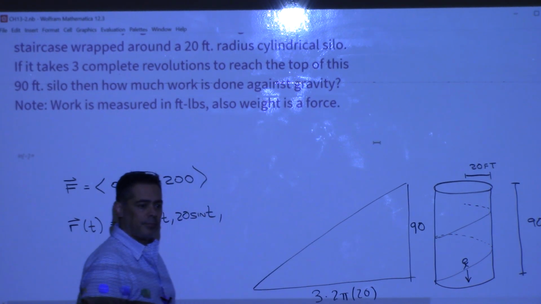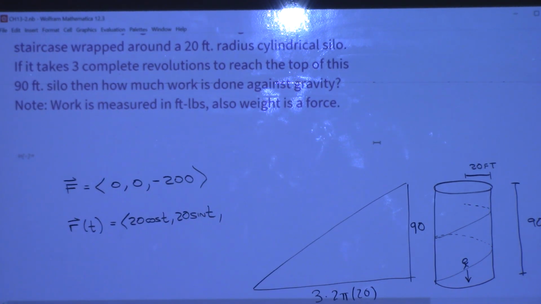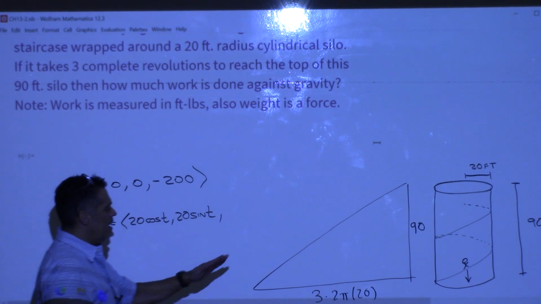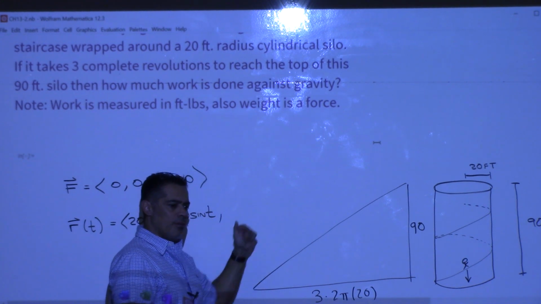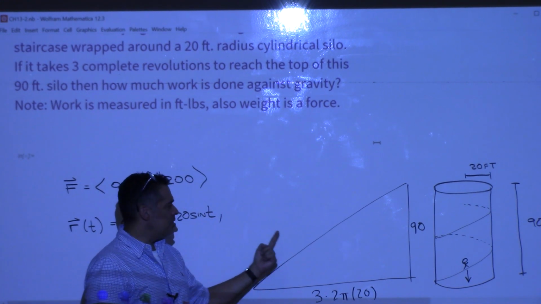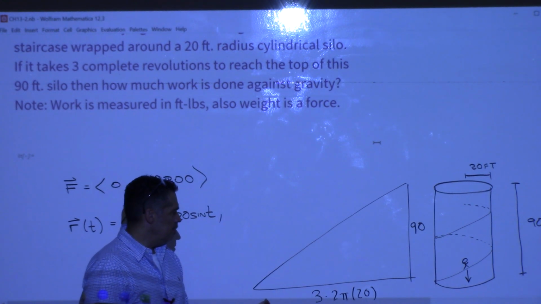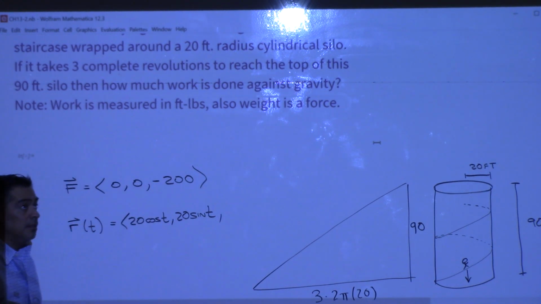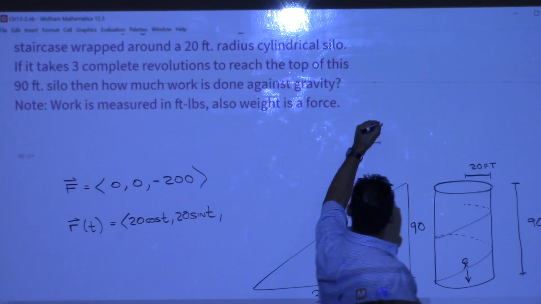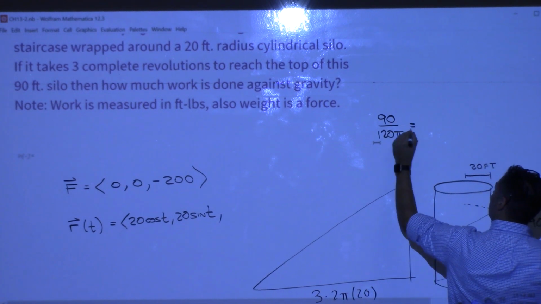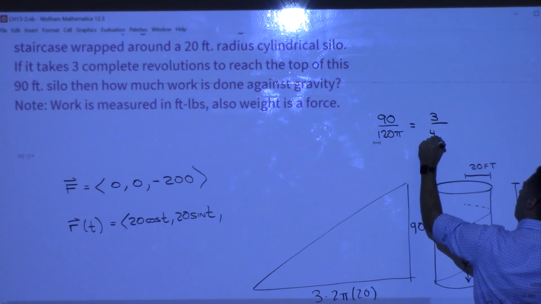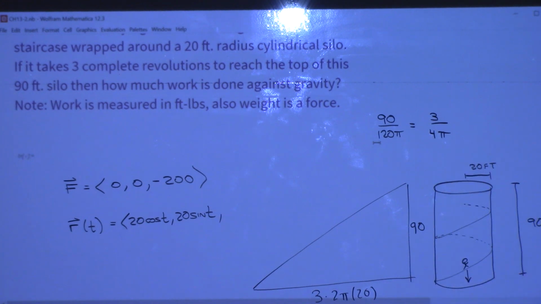You agree? So what we want here is to try and figure out what this is. This is like a linear function, right? We know the rise, we know the run. So what's the slope of this line? Rise over run. So what's 90 divided by 120 pi? Just reduce it. 3 over 4 pi? Just reducing the fraction? Do y'all buy that or no?